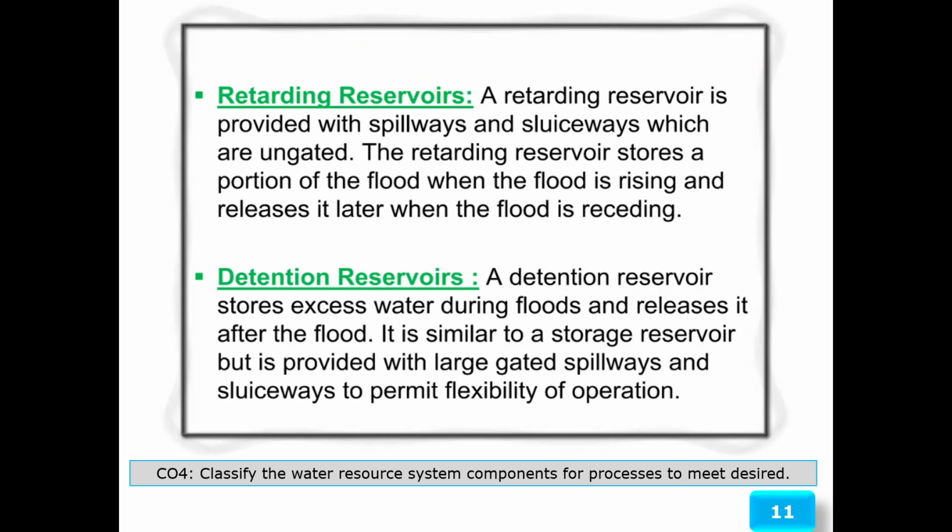The retarding reservoir is provided with spillways and sluiceways which are ungated. The retarding reservoir stores a portion of the flood when the flood is rising and releases it later when the flood is receding. The detention reservoir stores excess water during flood and releases it after the flood. It is similar to a storage reservoir, but it is provided with large gated spillways and sluiceways to permit flexibility of operation.